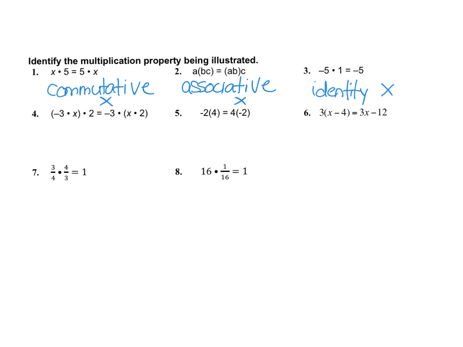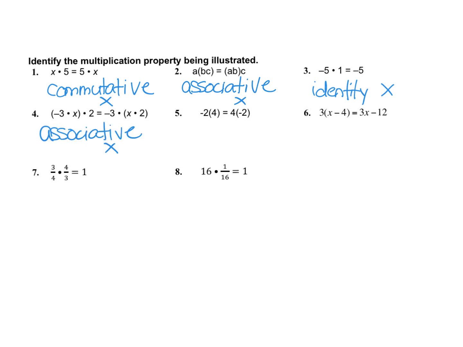All right, number 4. I have negative 3 times x times 2, and then I have negative 3 times x times 2 with the grouping changed. Now notice that the order remains the same here, but what we've changed is the grouping, meaning I would have to do negative 3 times x first, then times 2, whereas on the other side I would take 2 times x, and then multiply that by negative 3, resulting in the same answer. All right, so I'm going to have then the associative property of multiplication.